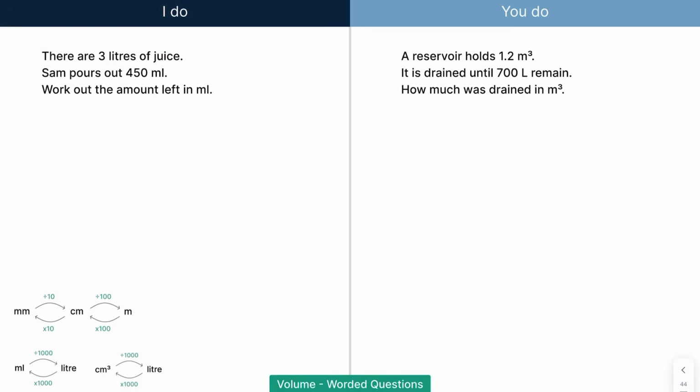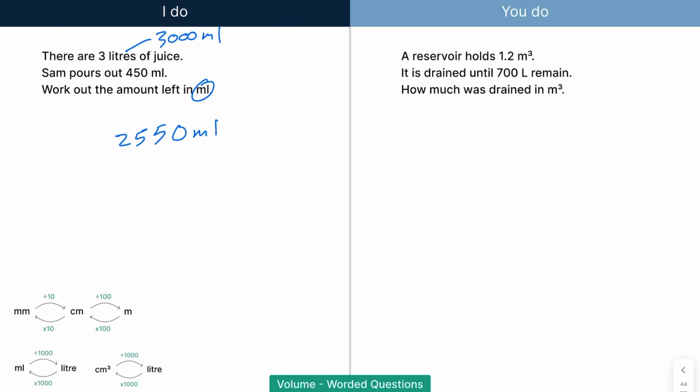And finally, we're looking at questions with volume. So here, they want the answer in milliliters. So that will obviously be 3,000 milliliters. So you just do 3,000, take away 450, and that gives you your answer as 2,550 milliliters.